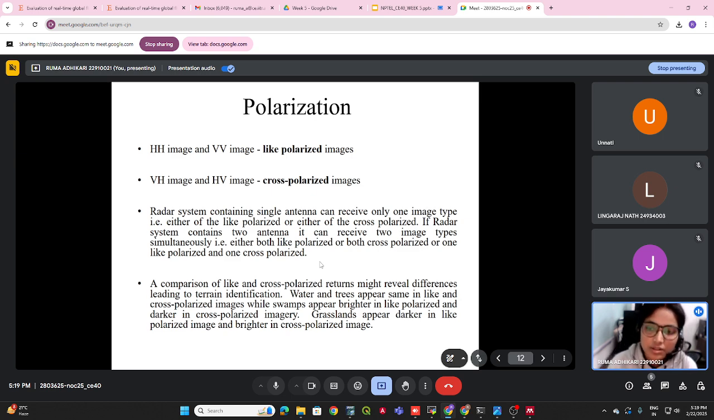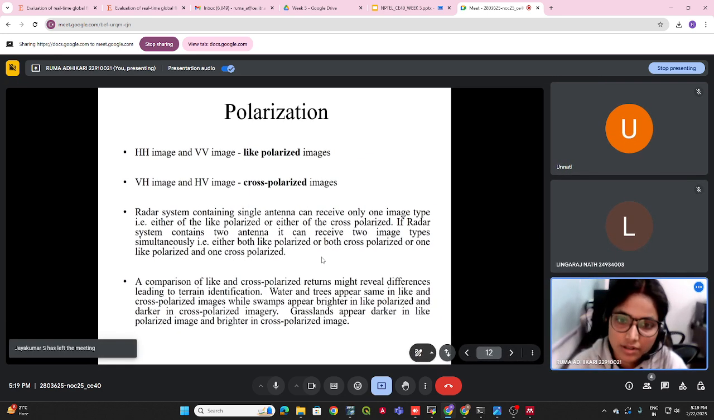A radar system containing a single antenna can receive only one type of image, either like polarized or cross-polarized. If a radar system contains two antennas, it can receive two image types simultaneously. That is either both like polarized or both cross-polarized, or one like polarized and one cross-polarized. It depends on how the antenna is built.